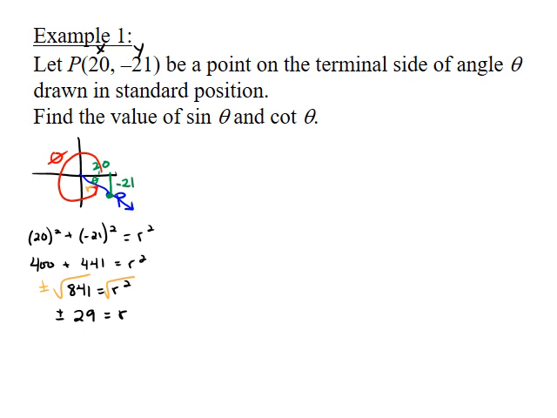But I told you in a previous slide that R is always positive, so I just want the positive value. Now we are going to use this information and SOHCAHTOA to answer the rest of these questions. Sine of theta is the opposite over the hypotenuse. So we will have negative 21 over positive 29.